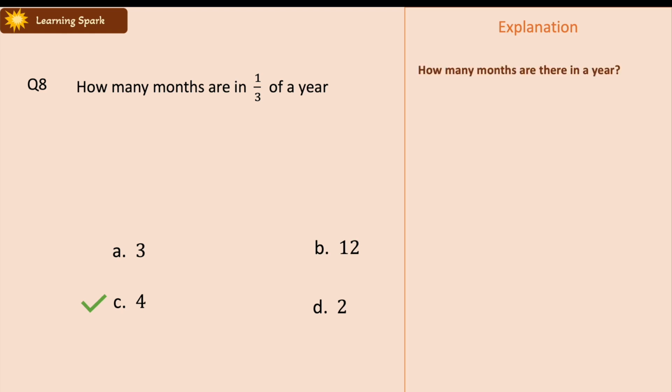So first you see how many months are there in a year. Of course it is 12. And then it says 1/3 of a year, right? The question says 1/3 of a year. So how much is 1/3 of a year? It is 1/3 times 12, correct? And that is basically 12 by 3. So 12 by 3 is 4, right? So the correct answer is 4.